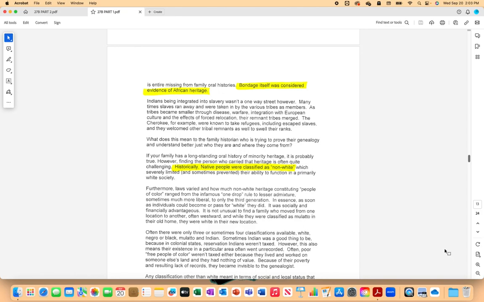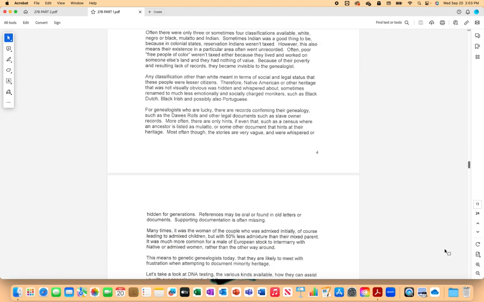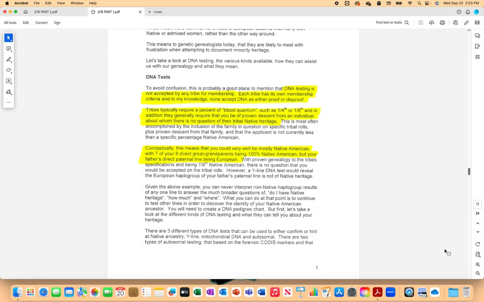Historically, Native peoples were classified as non-white. Native only means that you were born somewhere. DNA testing is not accepted by any tribe for membership. I wonder why. Each tribe has its own membership criteria, and to my knowledge, none accept DNA as either proof or disproof. Because if they did, and they took DNA, it might prove or disprove something really important.